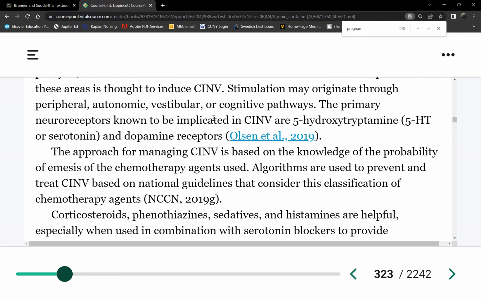So do you use the same drug for all of them? No, each antiemetic has a different action. Some of them are good for preventing nausea. Some are good for acute nausea. Some are used in combination with other drugs for delayed nausea and vomiting.